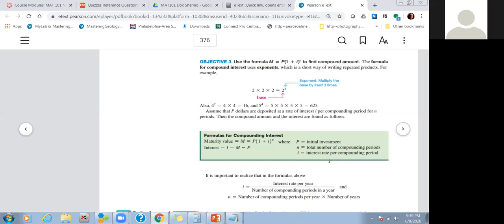The lowercase i in the formula here is the periodic rate. And the periodic rate is the interest rate per year divided by the number of compounding periods that are in a year. So that's listed right below the little table. Lowercase n is the total number of compounding periods. So that would be the number of compounding periods per year times the number of years.